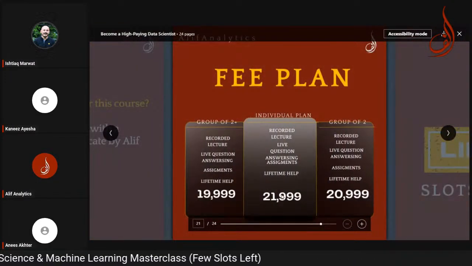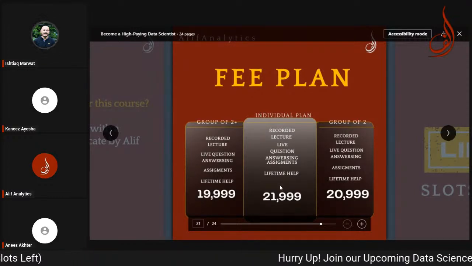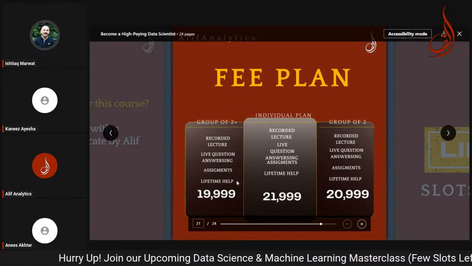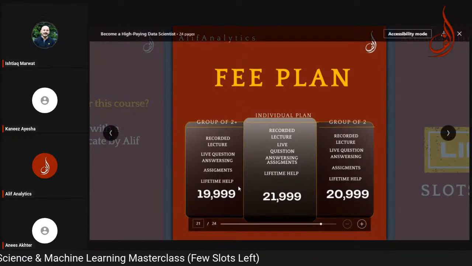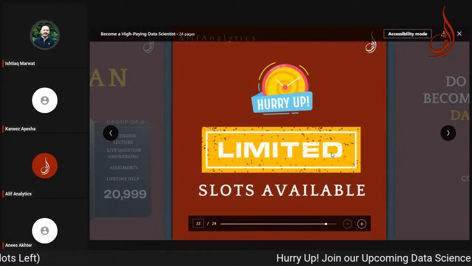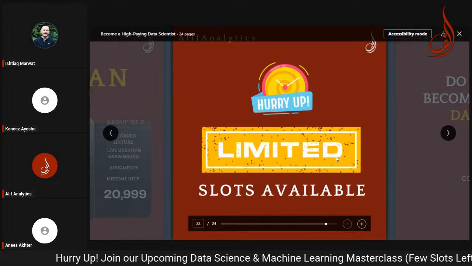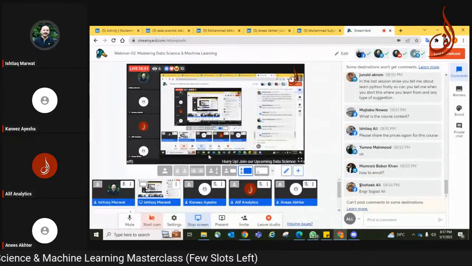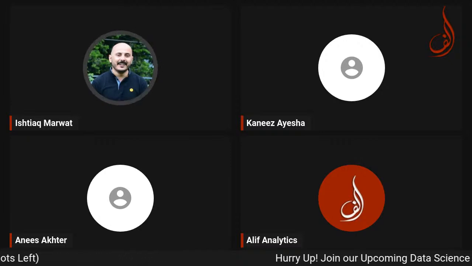And here is the pricing. If you are going to join individually, then you can just pay 22,000 Pakistani rupees. For a group of two, you can join with a discount, and for a group of two plus, you can also join with a discount. Just reach us and discuss with us. We have discount offers also. But again, I am saying we have limited slots available, and the prices are going to be at least 20% higher than batch one. So you need to join this batch one in order to learn each and everything at the lower price.